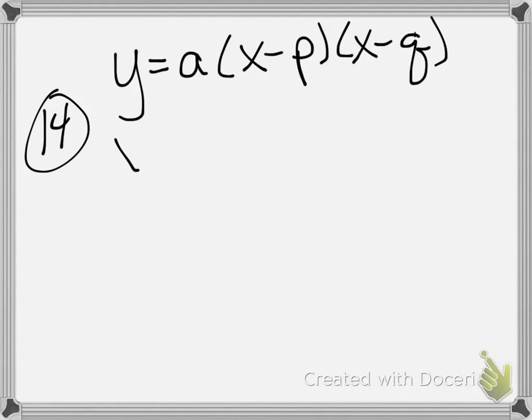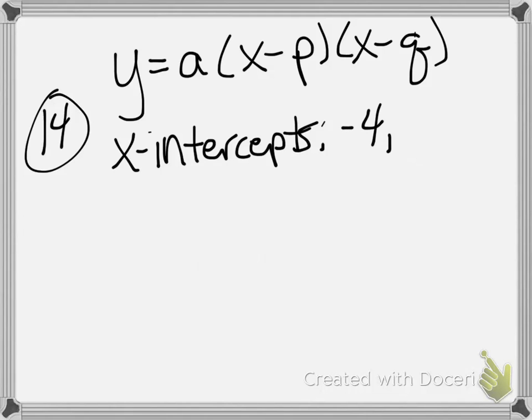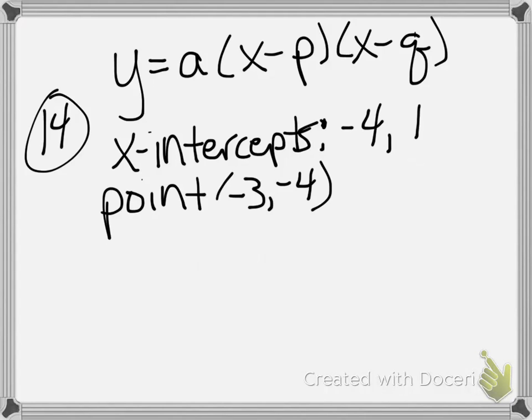Problem 14 tells you the x-intercepts are -4 and 1. Okay? It also tells you that you have a point, and the point is (-3, -4). Notice that the point is in parentheses because it is a coordinate.